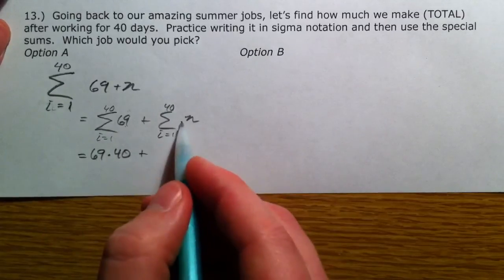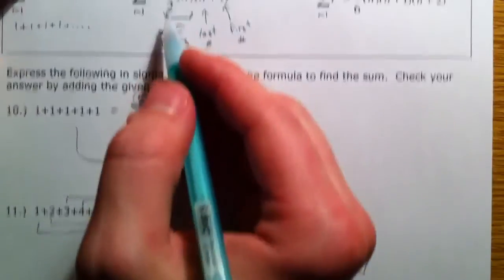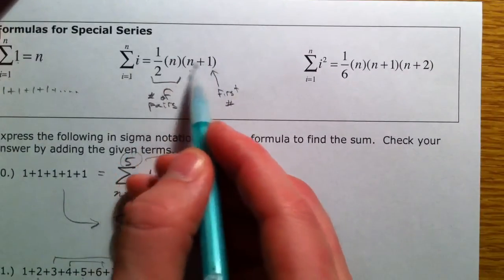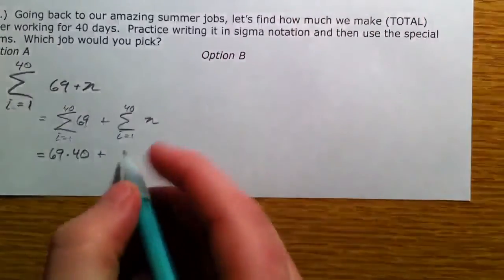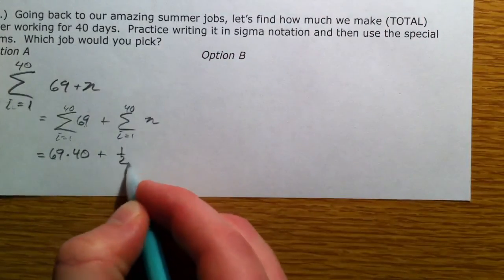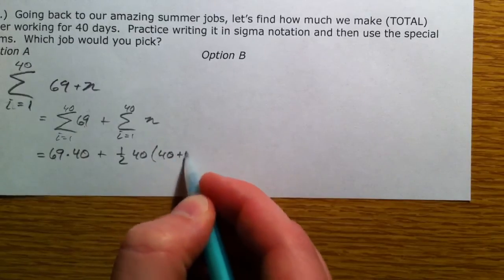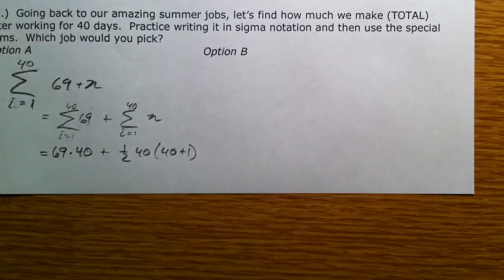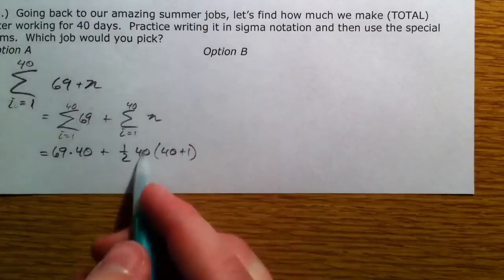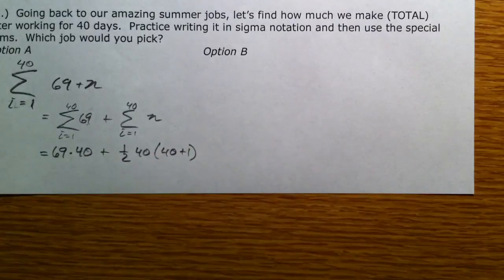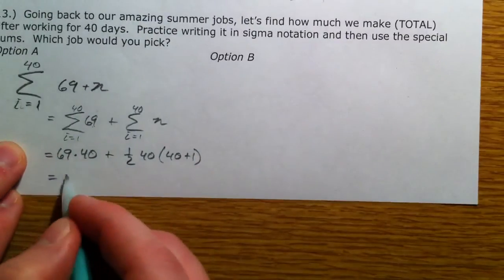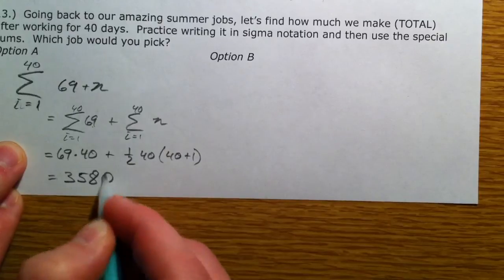And here we're going to use our special sum, and whatever n is, and we're going to have 1/2 of 40, 40 plus 1. We're going to multiply those together, 69 times 40 plus, that's 20 times 41. And so you make a total of 3580.